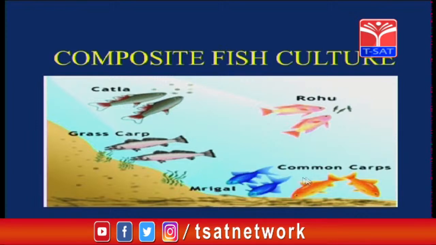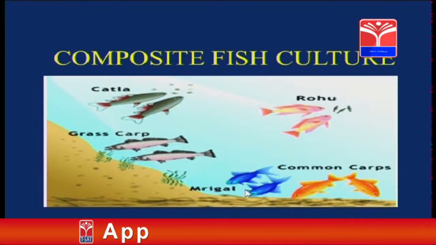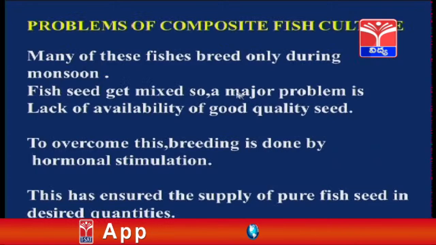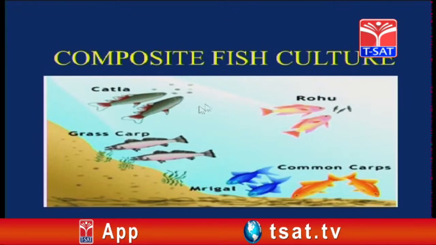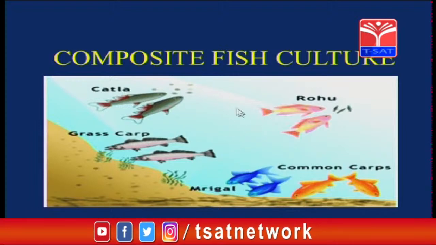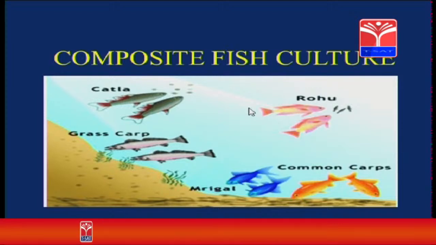Now mrigals and common carps, these two types of fishes feed on the food material present at the bottom. So mrigals and common carps are called bottom feeders, and coming to the grass carps, these fishes feed on the weeds. That means you can see they have different types of feeding habits, isn't it? They are not competing for the food. So they are completely utilizing the food available in the pond. So growing these many different types of fishes will yield more.